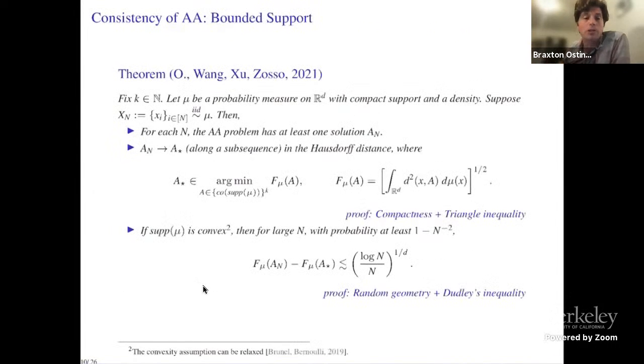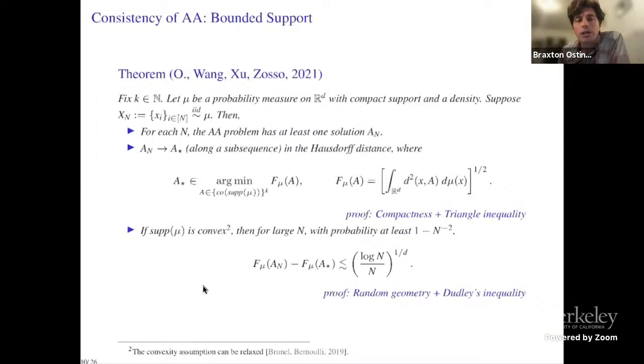So indeed, we do get a consistency result with this limiting solution. For each n, this is already known to Cutler and Breiman, the archetypal analysis problem has at least one solution. So let's call it A_n. And our result is that A_n converges to A star along a subsequence in the Hausdorff distance, where A star is a solution to this continuous version of the problem. The proof of this just uses compactness and the triangle inequality.